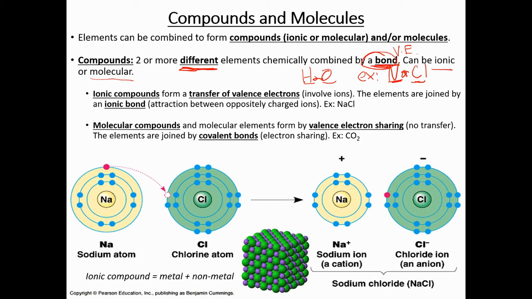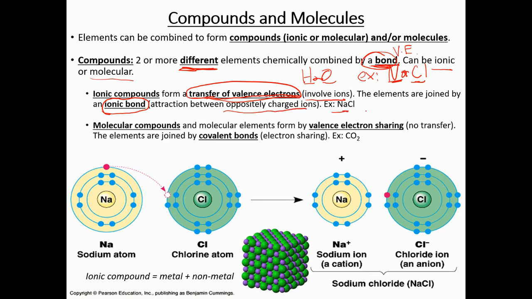Ionic compounds form by a transfer of electrons, and that means that there's going to be ions that are involved, because when elements lose electrons, they become positive, and when they gain electrons, they become negative. And so in ionic compounds, the elements are joined by what we call an ionic bond, which is basically an attraction between oppositely charged ions.